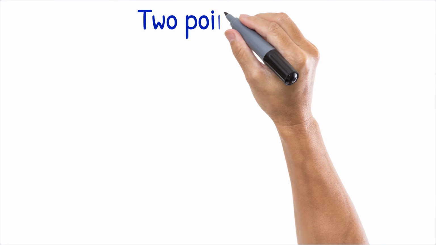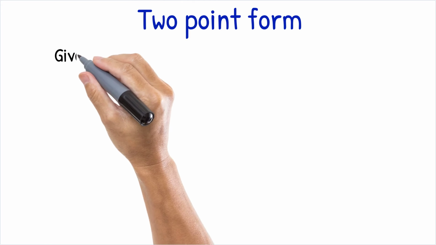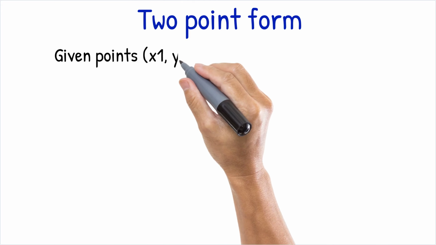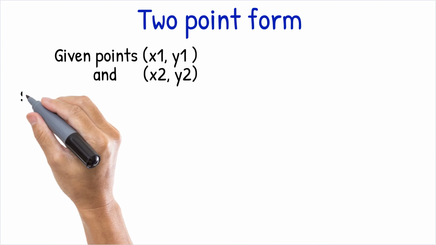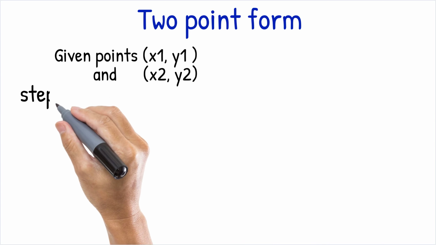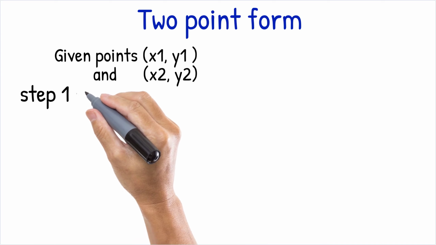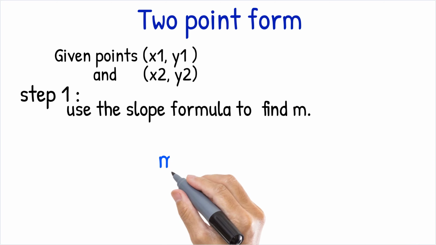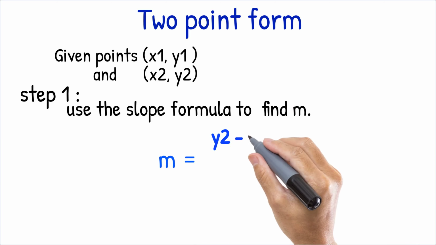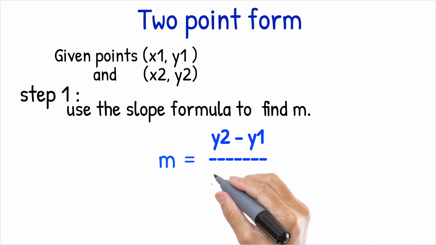Two-point form. Given 2 points, x1, y1, and x2, y2. To find the equation of the line, given 2 points, we have to do a two-step process. Step 1. Find the slope of the line passing through 2 points. Slope m equals y2 minus y1 over x2 minus x1.